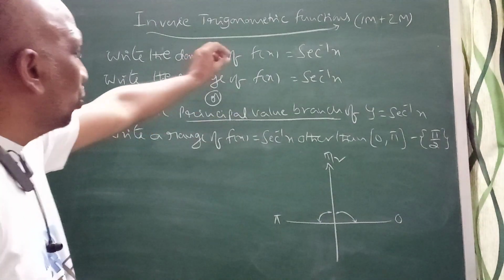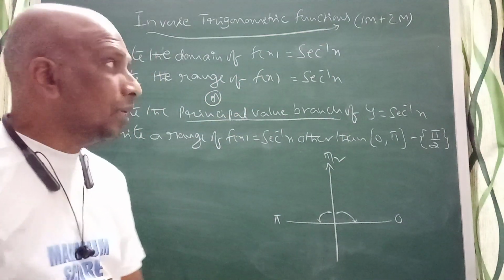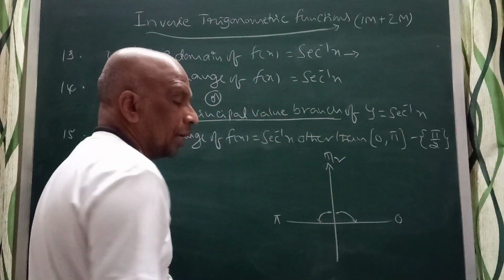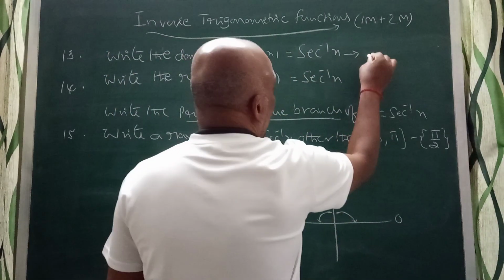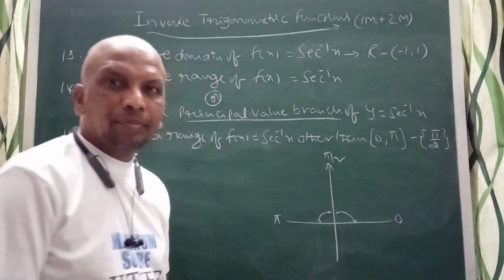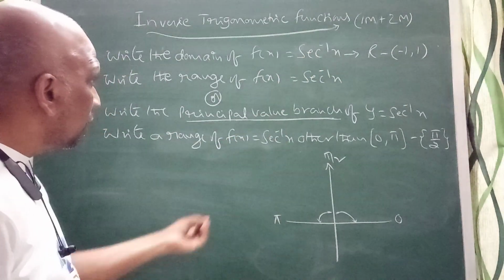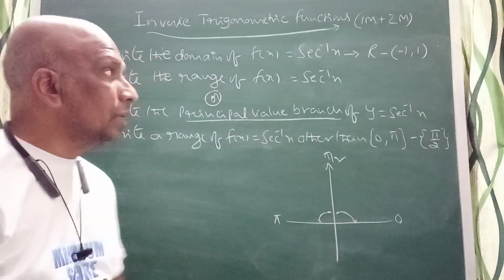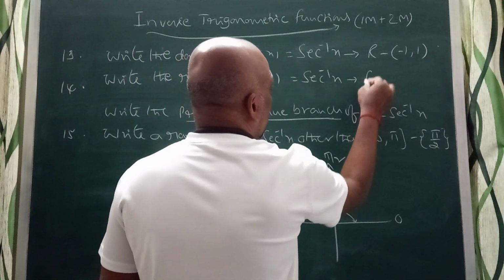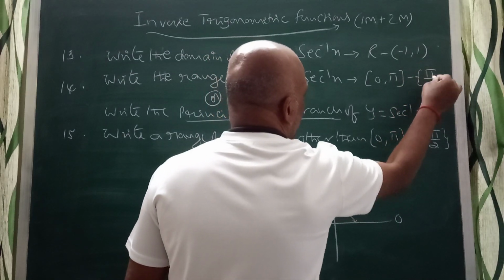Now when they are talking about the domain of f of x equals secant inverse x, similar to cosecant inverse x, the domain of secant inverse x is R minus the open interval minus 1 comma 1. When they are talking about the range of f of x equal to secant inverse x, the range will be the closed interval 0 comma pi except pi by 2.